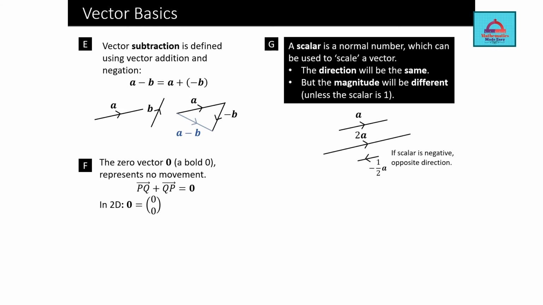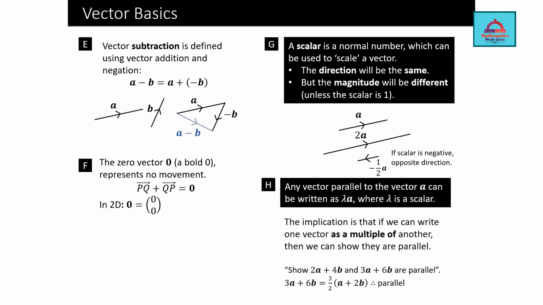Then a scalar is a normal number. We've already talked about scalars, which can be used to scale a vector. The direction will be the same, but the magnitude will be different. For example, if you have a vector A and you want to draw 2 times of it, with magnitude 2, then you will make the size 2, and if the scalar is negative, you will change the direction. If it is minus A by 2, it means the magnitude is decreased, so it will become half of the original vector.